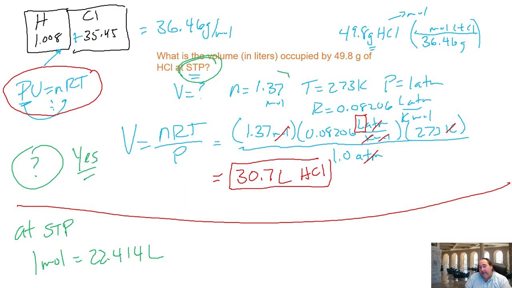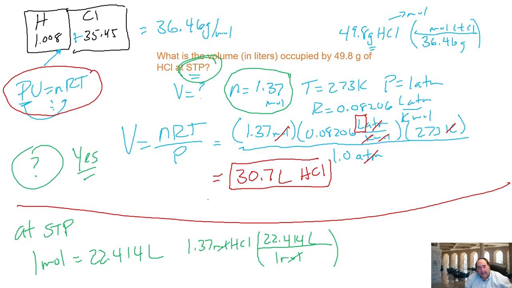So what does that mean? That means that you frankly could have just taken the 1.37 moles of HCl and used this relationship: 22.414 liters equals 1 mole. Moles will cancel, and lo and behold, that's going to give you, not surprisingly, hopefully, 30.7 liters. Same 30.7 liters. So this demonstrates two things that we talked about. If it is at STP conditions, you could do the bottom calculation and avoid the ideal gas law at all costs, and you'll get the right answer.